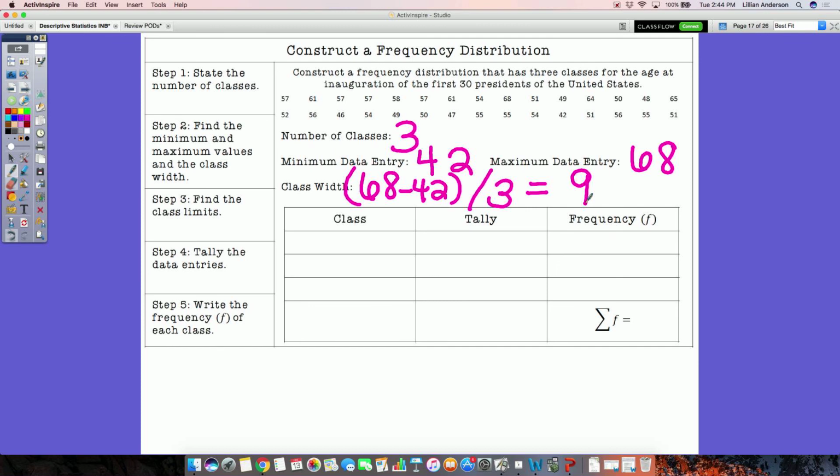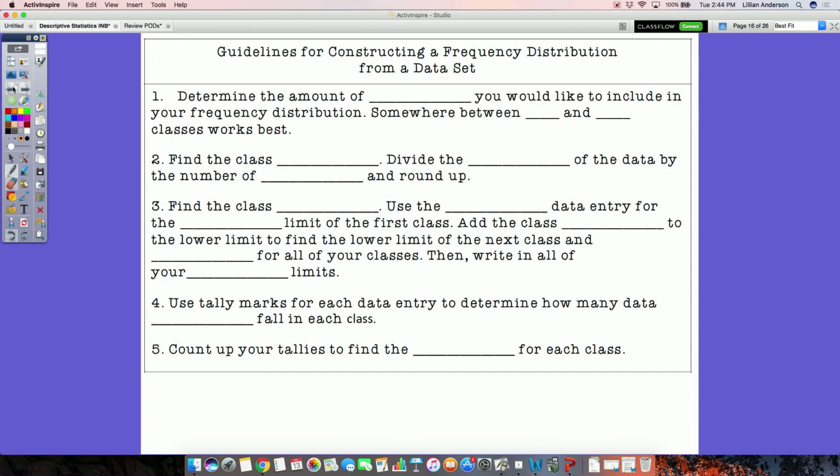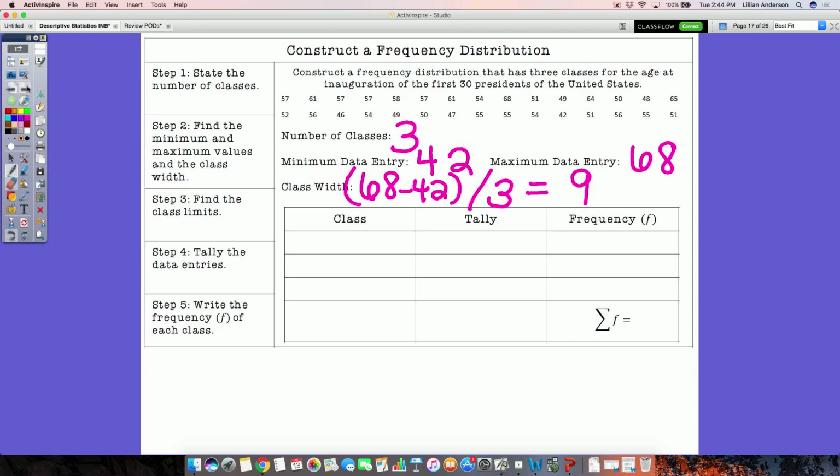So we got our number of classes. We found our minimum and maximum value and the class width. So now we're on step 3. We have to find the class limits. From the previous slide, we got to use the minimum data entry. What is the smallest data entry here? 42. We're going to take that and add the class width to it to get the lower limit of the next class. So what's 42 plus 9?